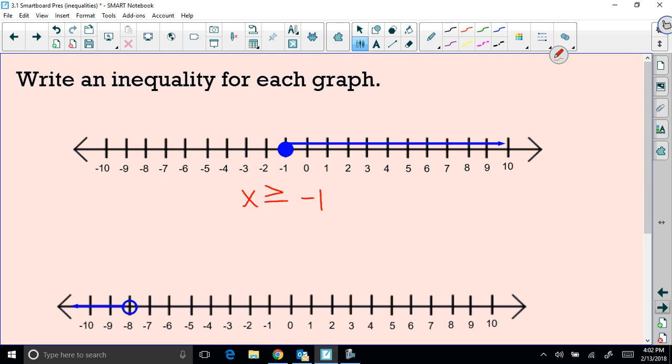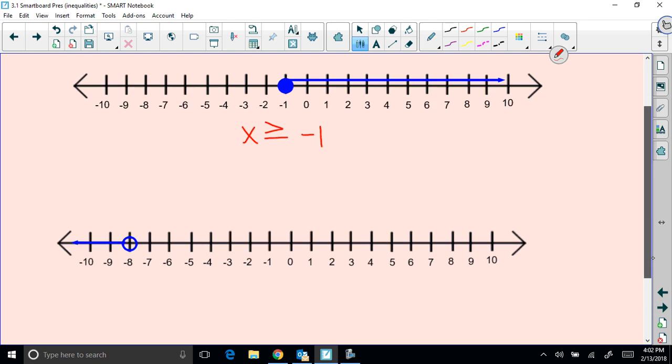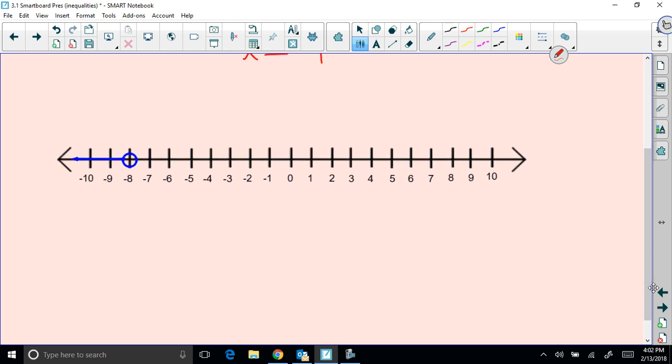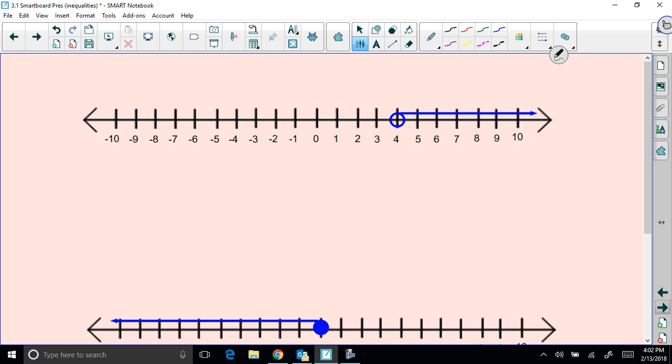Okay? Once again, that only works if your variable is on the left. So if you look at this second one, I'm going to put my variable down. And then I'm going to put the number where that circle is sitting, which is negative 8. It's open, so it's not also equal. And then I'm shading left, so my arrow is going to go to the left.